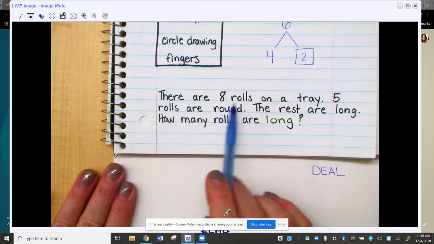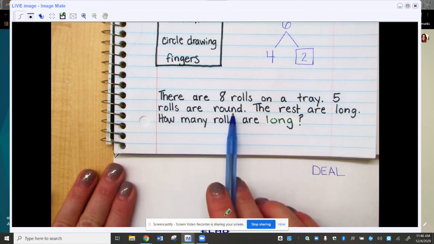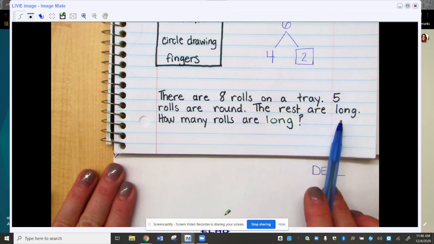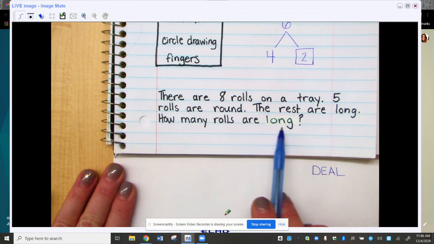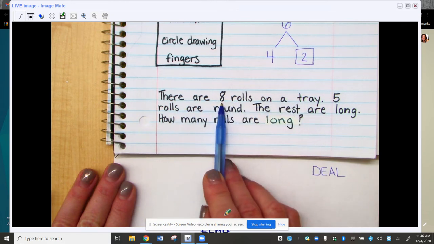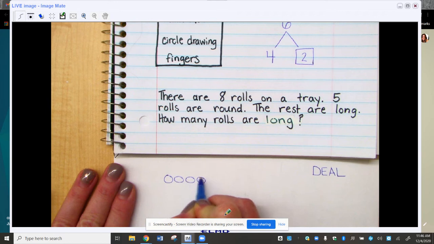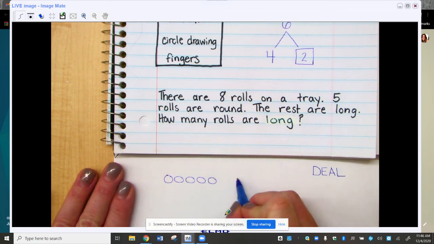There are 8 rolls on a tray. 5 rolls are round. The rest are long. How many rolls are long? Okay, so let's identify the parts that we know. There are 8 rolls on a tray. That is the total. You and I are both going to represent the total with some circles. Make a 5 group.